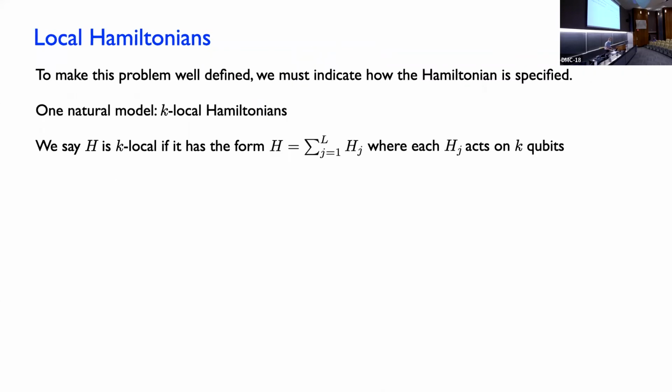Okay. All right. So now let me say a bit about how we specify Hamiltonians in Hamiltonian simulation problems. So we have to describe how the Hamiltonian is specified to make this problem completely well defined. And one very natural model that we're going to use a lot is the model of what we call k-local Hamiltonians. So we say that a Hamiltonian is k-local if you can write it as a sum of terms where the terms act non-trivially on at most k qubits. And so that means that the Hamiltonian somehow acts locally, although not necessarily in a spatially local way, just in the sense that the individual terms of the Hamiltonian act on not too large a piece of the system.